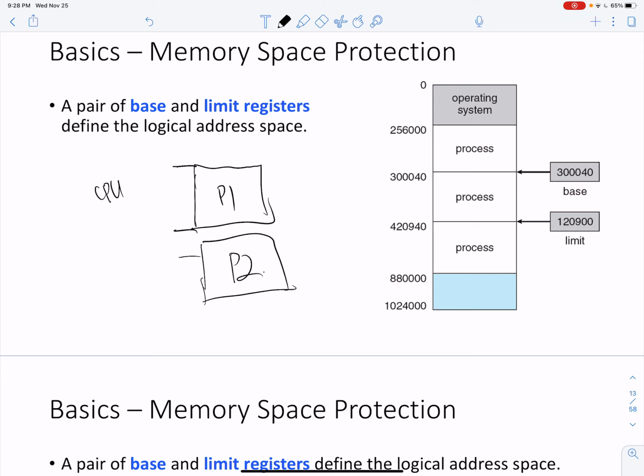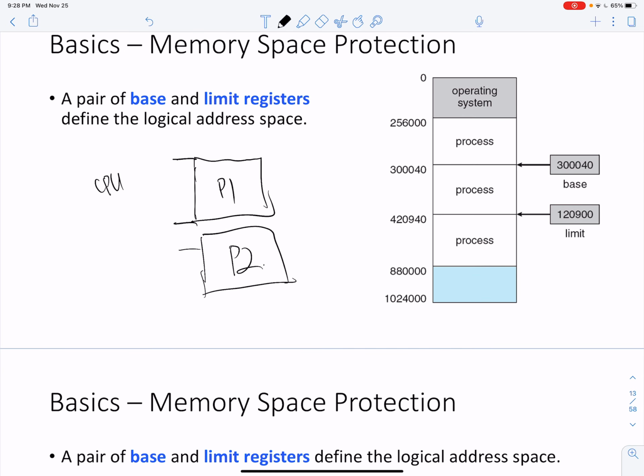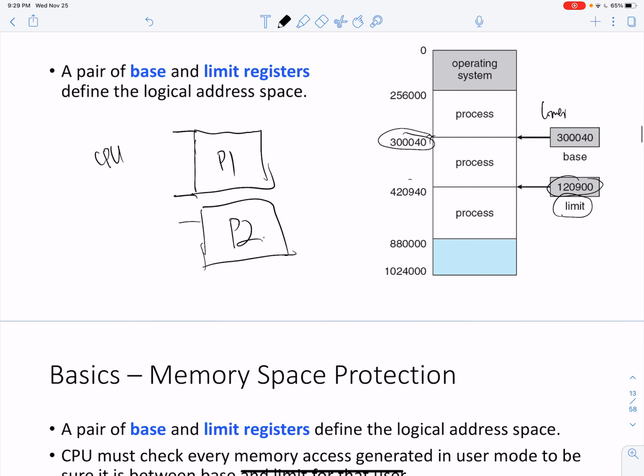So every process comes with a base and limit register. Base means the lower bound of this memory space. The process memory space starts from this number and goes up to the limit number, which says how many bytes are there. So the upper bound is just base plus limit. It means that all the content for this process is stored in memory whose address starts from the base up to base plus limit.